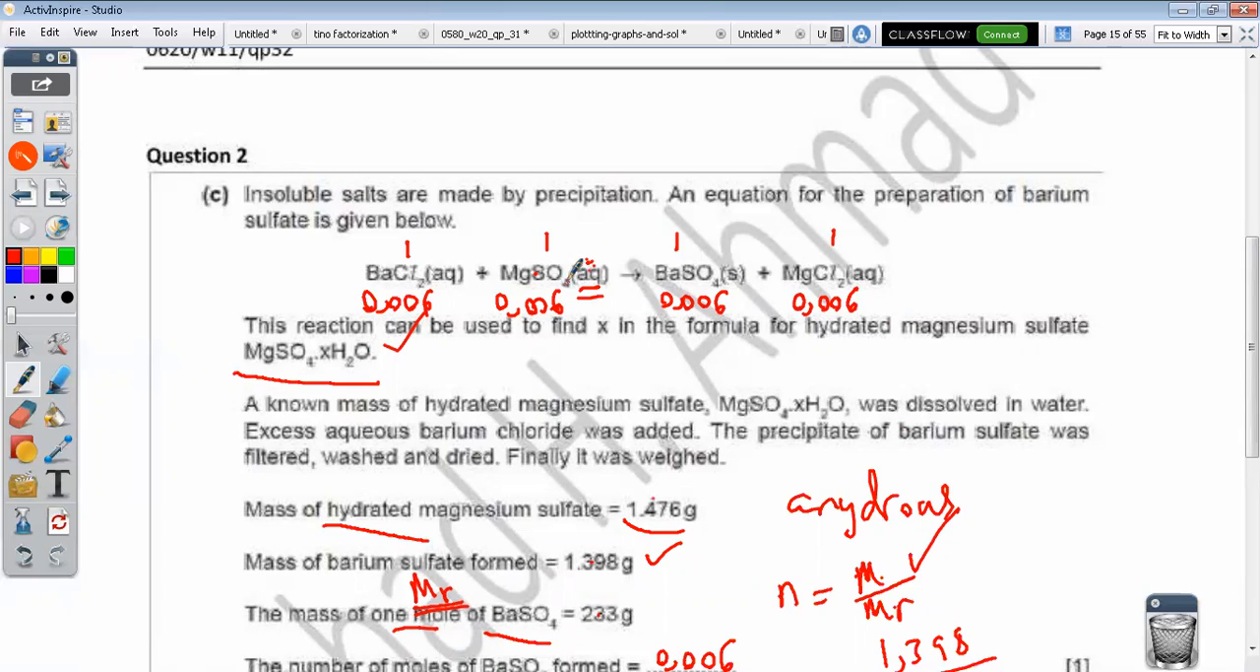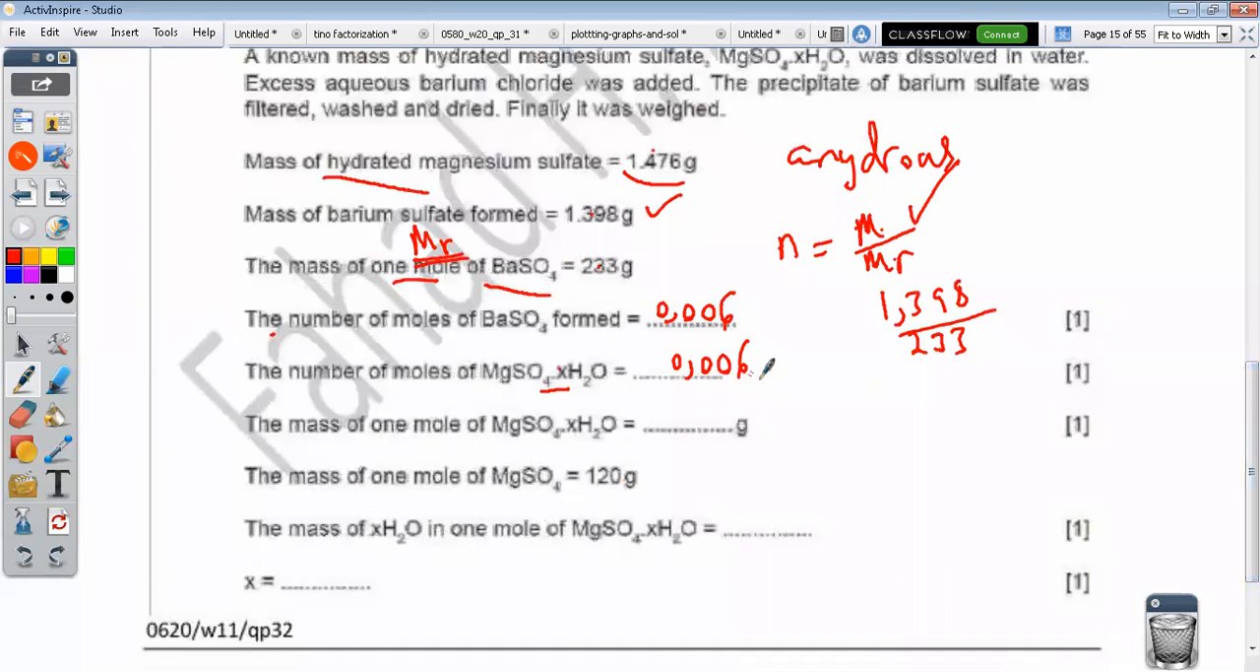So the magnesium sulfate and the barium is 1:1, according to the equation. So if I'm forming 0.06, I should also be using 0.06 of the hydrated magnesium sulfate, and I should be using 0.06 of the barium chloride. Why? Because the ratio is 1:1:1:1. I use the ratio for volumes and moles only. We don't use it for mass, clear? So we are using 0.06 without any calculation here.